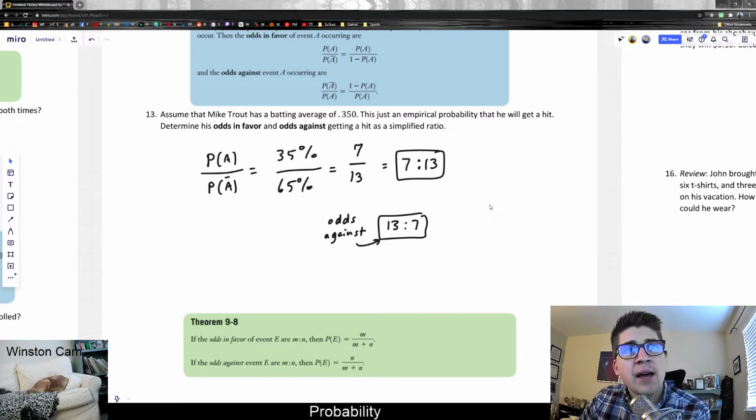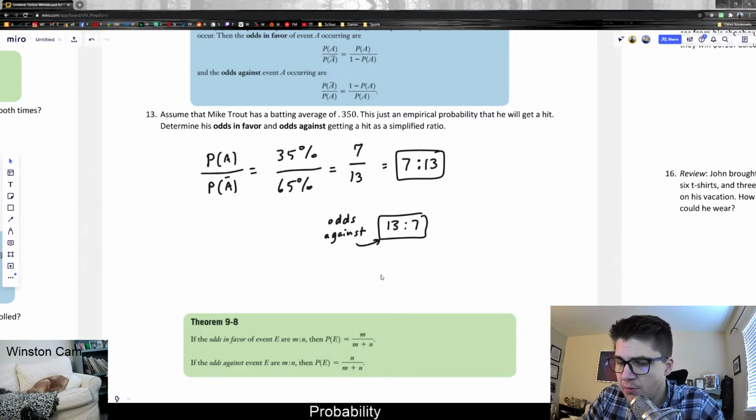Another one, Theorem 9.8, we might as well address while we're on the subject. Basically, let's say you were given odds and you wanted to return to calculating the probability. Well, what it says is that if the odds in favor are m to n, then the probability of that event would be equal to m divided by m plus n. So let's just put this to the test and see if this makes sense.